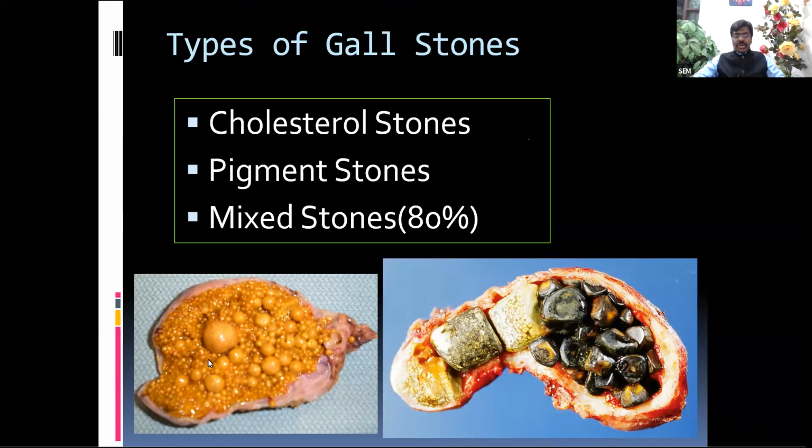The pure cholesterol stones are very unusual. In the same way, pure pigment stones are very unusual. The commonest gallstone is a mixed stone, 80% of them, like this. Faceted stones. I can see the whole gallbladder is loaded with stones. When the stones develop, they usually start as cholesterol, then slowly, because of the pigments, they become mixed stones. Pure pigment stones can happen in people with infection in the biliary system.